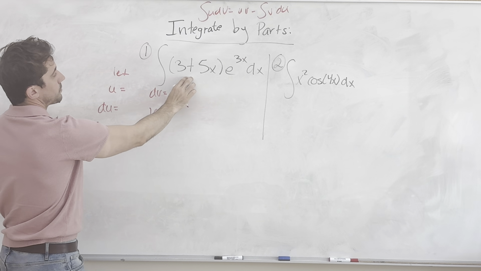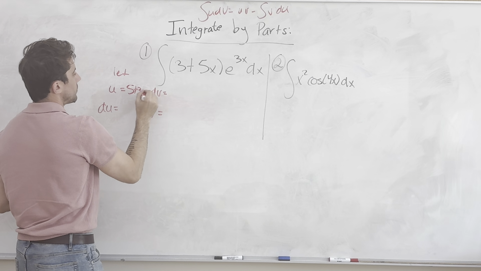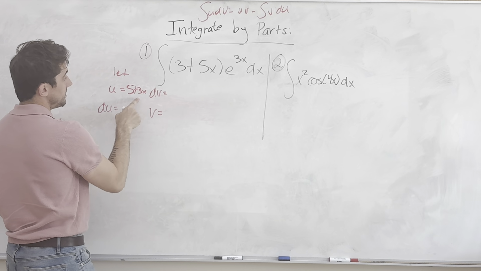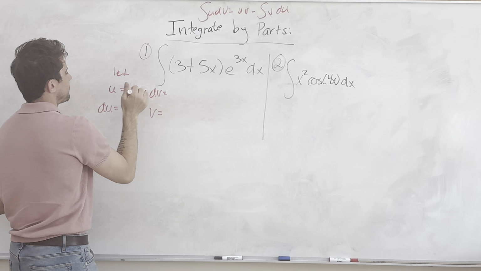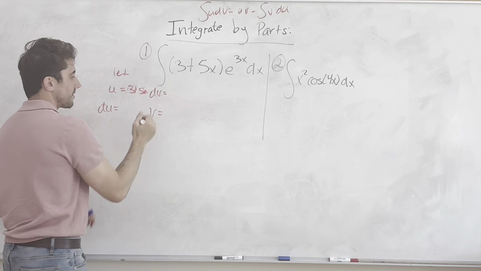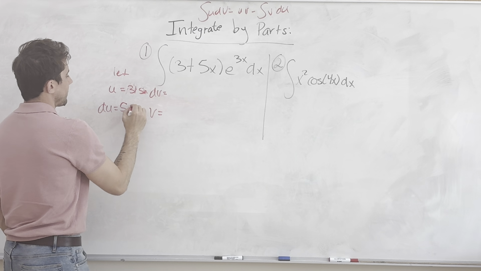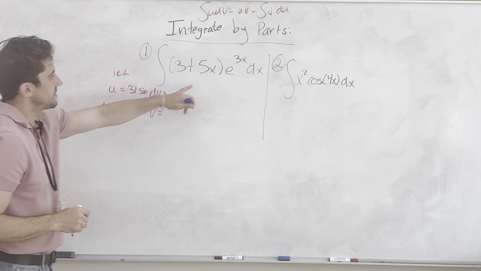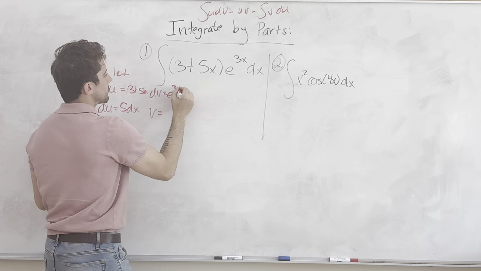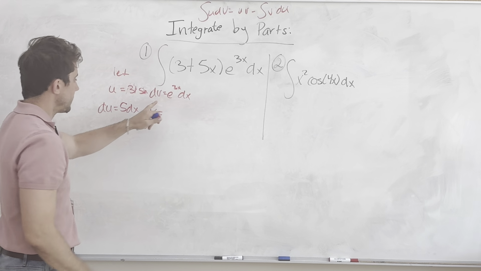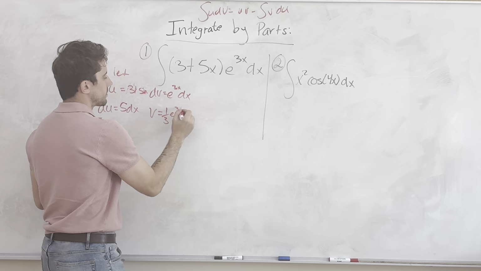And so by that logic, we want to make 3 plus 5x our u, so that when we differentiate it, du is simply, apologies, du is 5 dx. And that leaves us to fill in the rest of the stuff inside the integral, i.e. e to the 3x dx, from dv, and then anti-differentiating that is simply 1/3 e to the 3x.